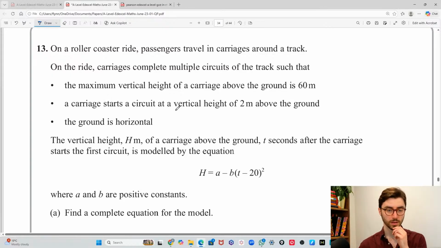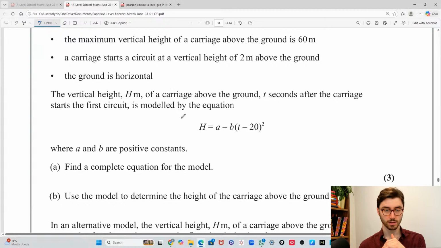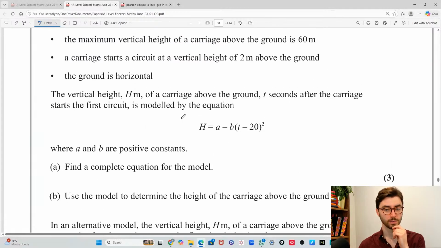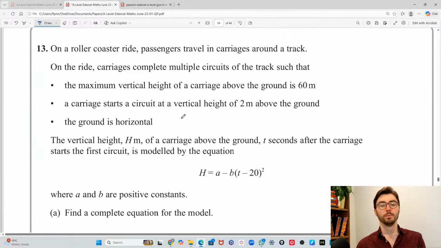So we're modeling it with a quadratic, which is the world's worst roller coaster. Well, I suppose it's just the first loop. Okay, whatever. Find a complete equation for the model. Well, this isn't in completed the square form already, so we know the maximum height will be when t equals 20, and the maximum height will be a. The vertical height above the ground is 60, so that means that a is 60.